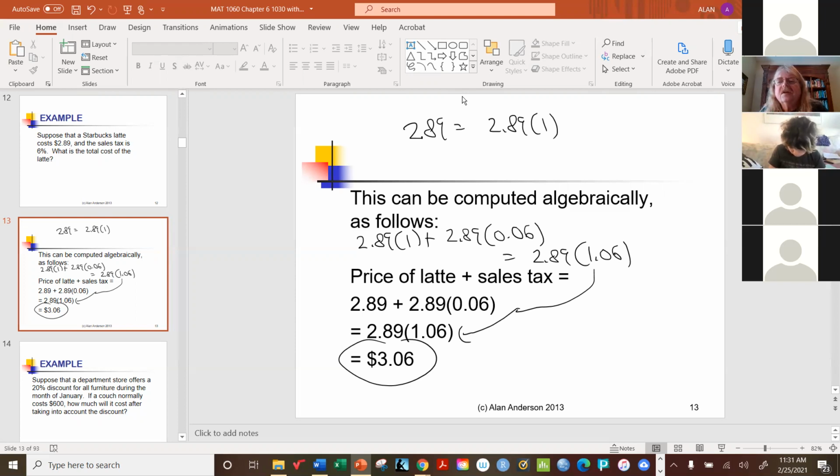Yeah, okay, so that's actually very interesting. But anyway, now what we're going to do is look at the opposite case where instead of a tax, we're going to look at a discount.